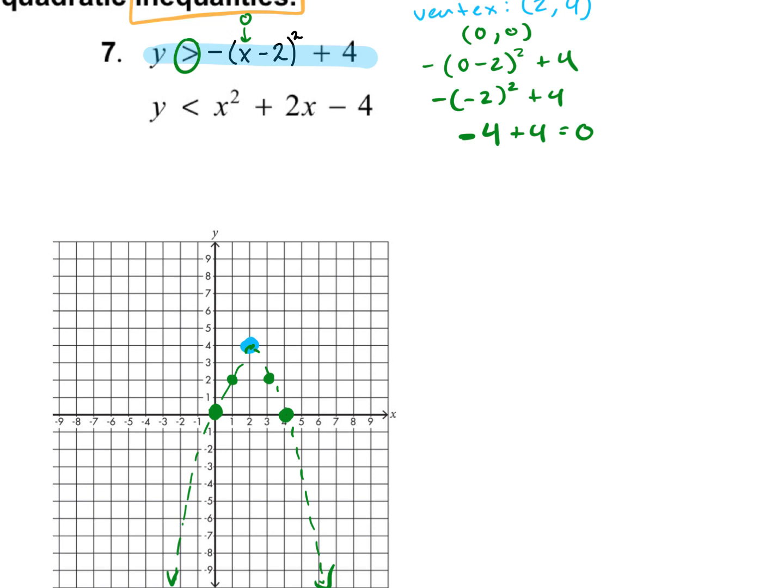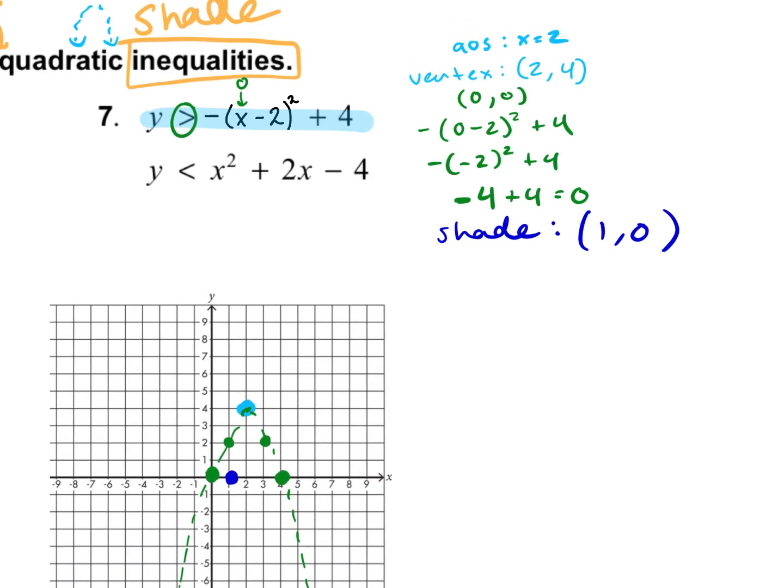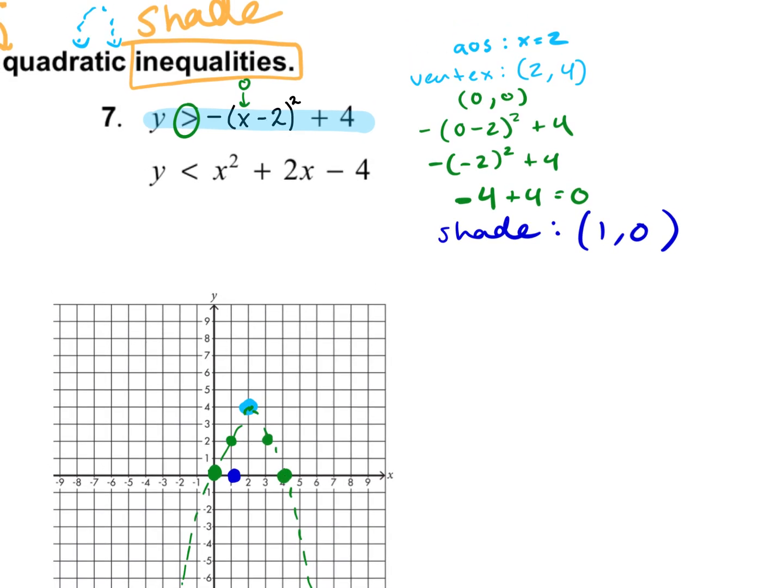All right, next. What do we have to do next for this one? Shade. How can we tell where we're going to shade, Andrew? You can plug in a point that's anywhere inside the parabola. Okay. What's a point inside of our parabola? (1, 0). (1, 0). That works. That's inside. So what am I plugging in? You're going to plug in your 1 for the x values and then your 0 for the y values.